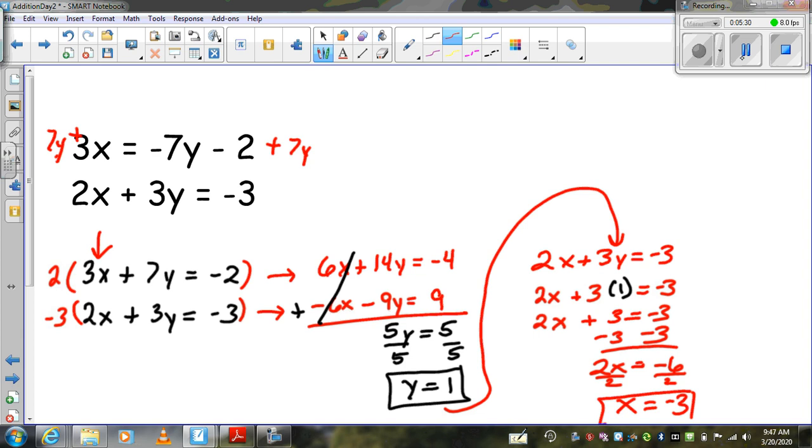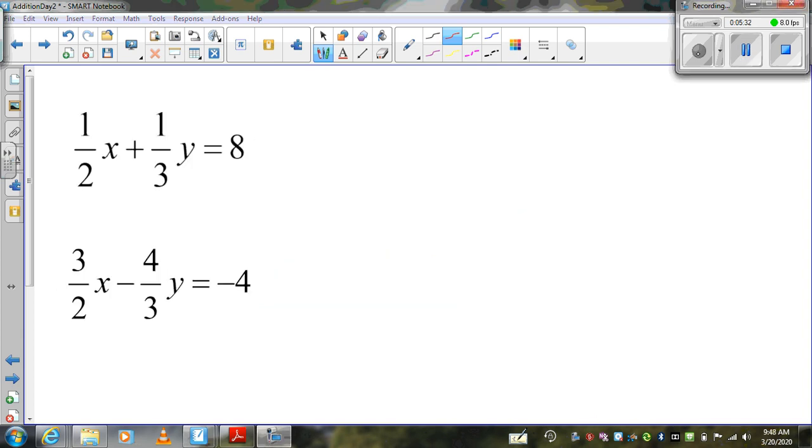Now let's try another hard problem. Okay, in this challenging problem, the issue that we're dealing with as well is fractions. Now we've dealt with fractions before in the past. I would personally eliminate the fractions.